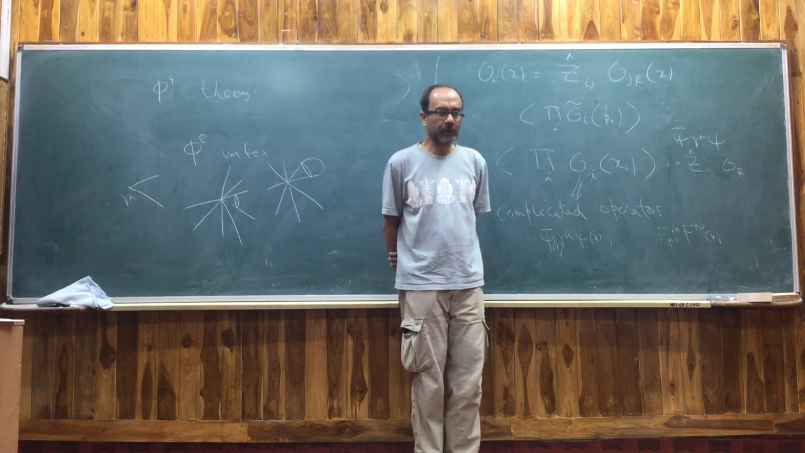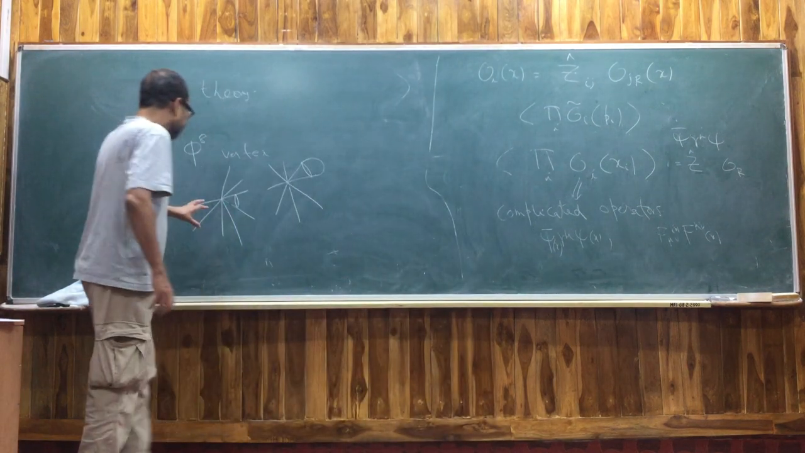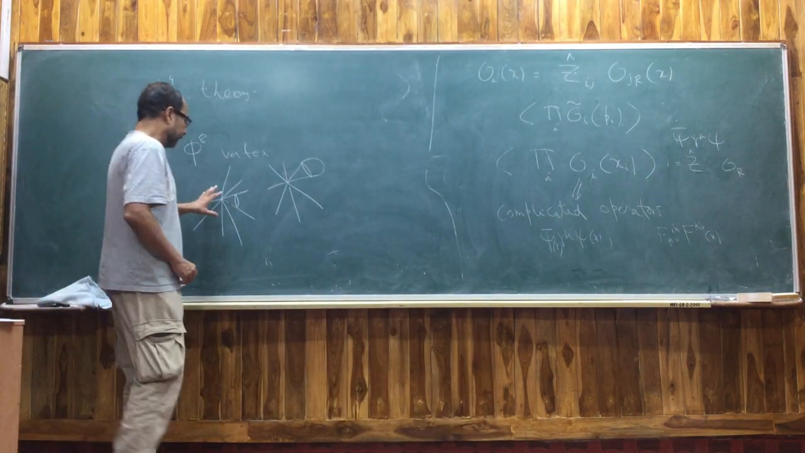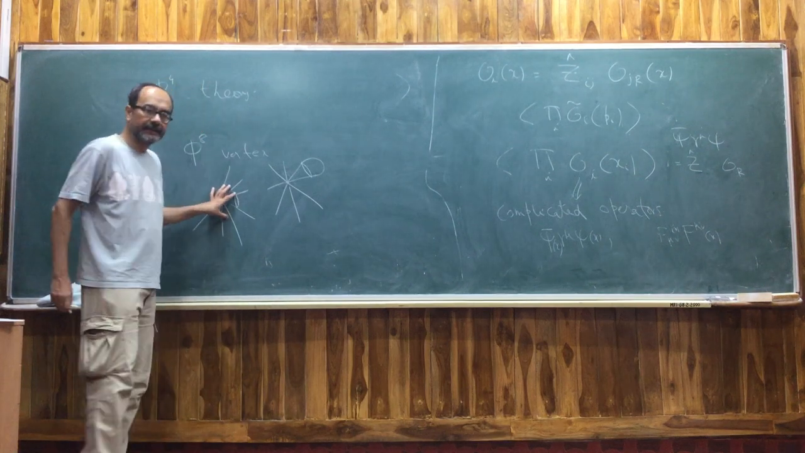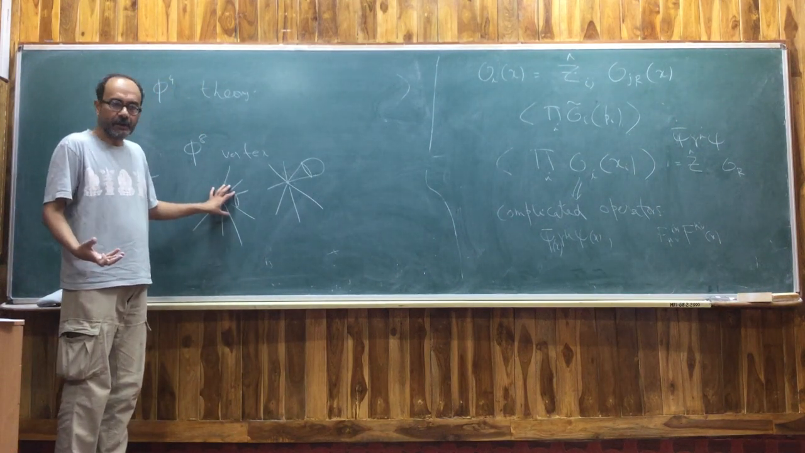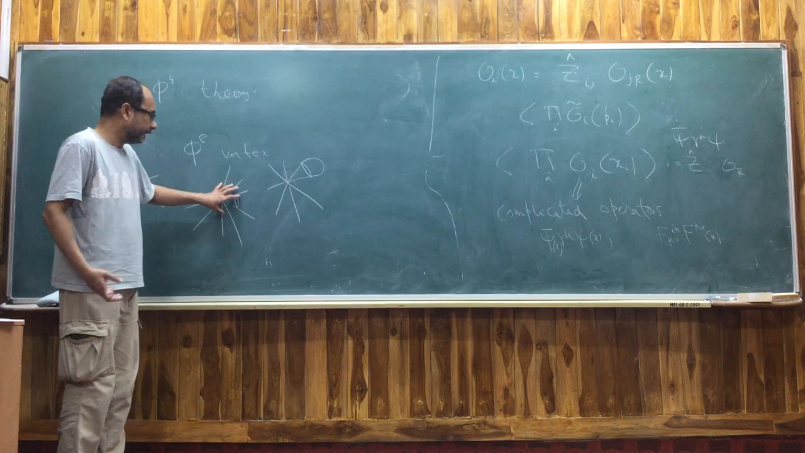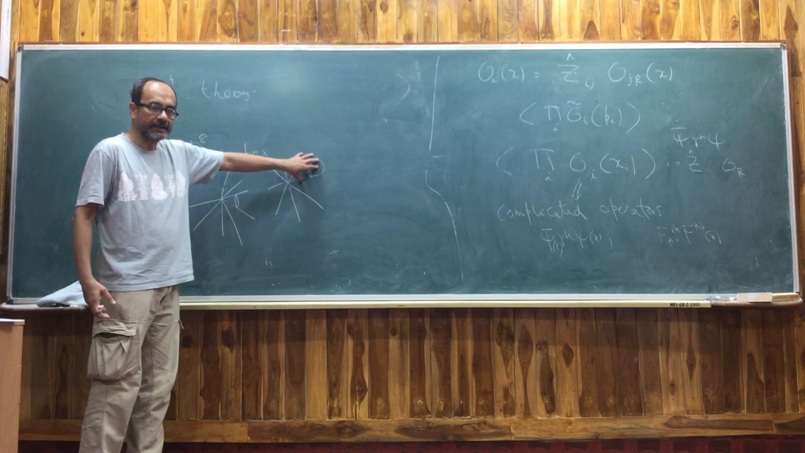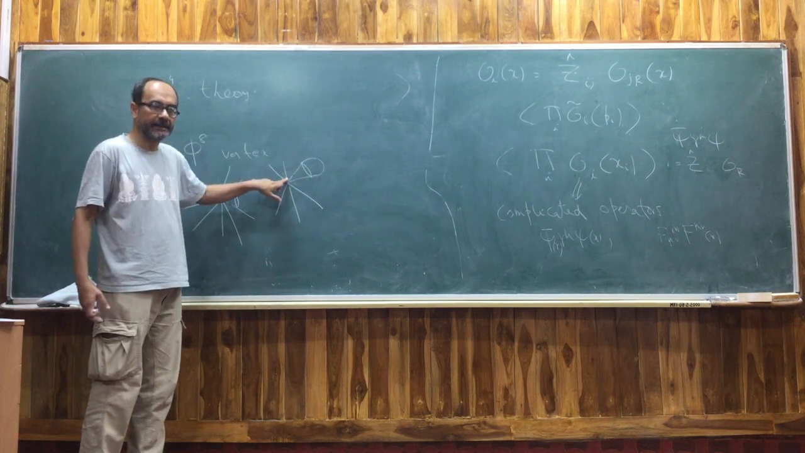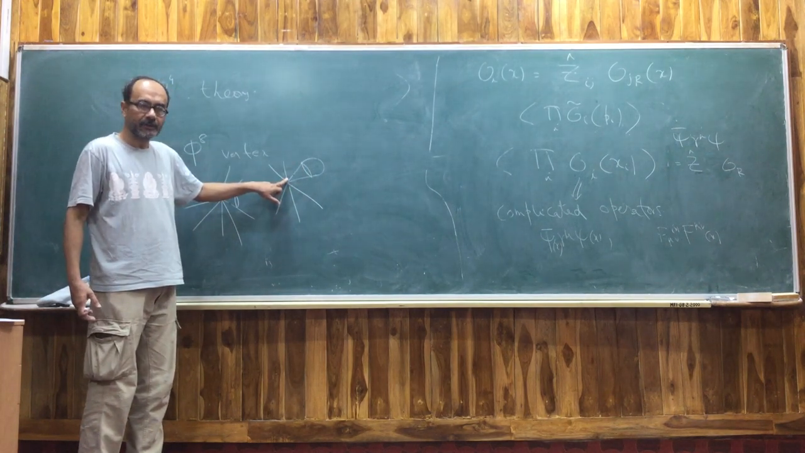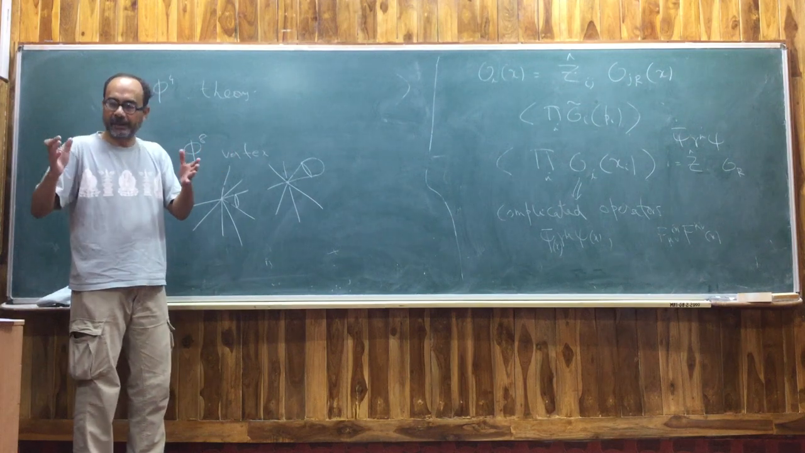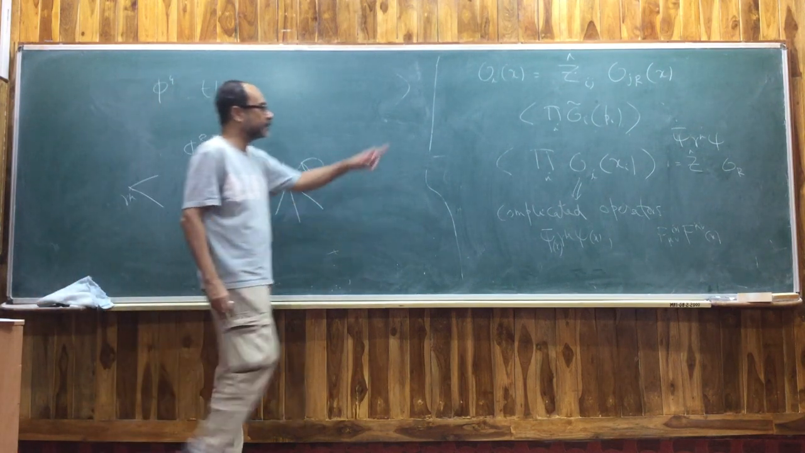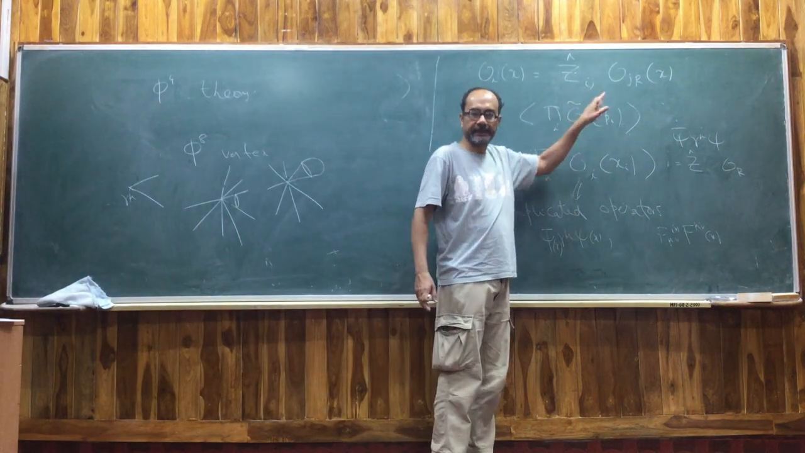Is this point clear? Which means in the phi to the 8 theory, phi to the 8 by itself doesn't give you a finite result. To get a finite result, you have to take the phi to the 8 vertex and then also add this vertex with some infinite constant, which will cancel out these divergences. And only then can you expect to get a finite result. And that's what is reflected by this zeta type chain.